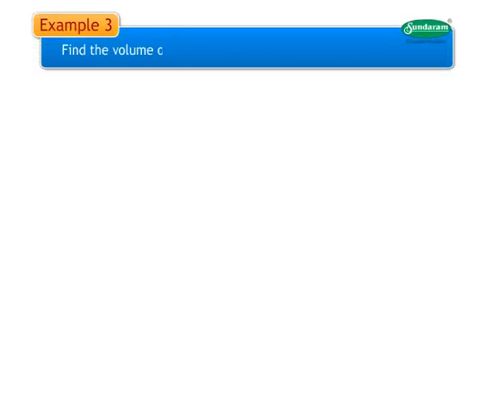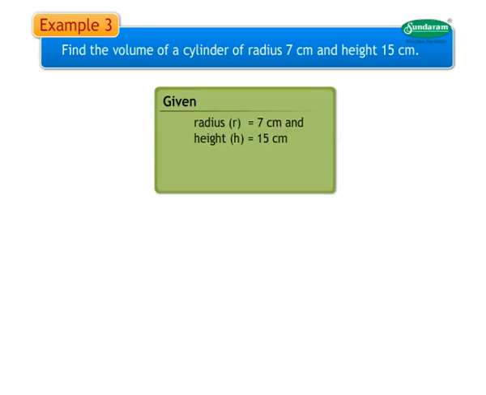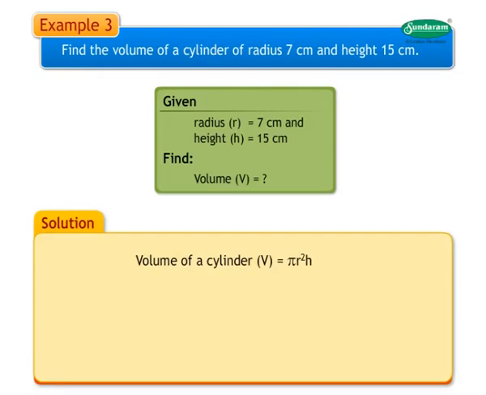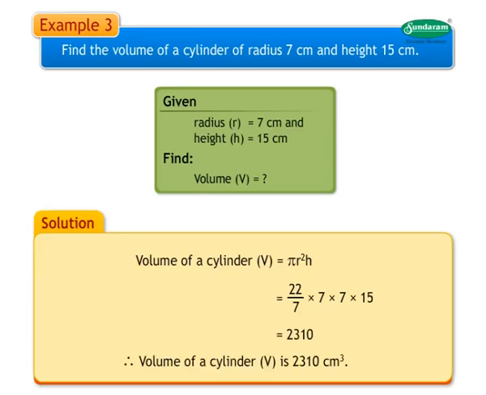Example 3. Find the volume of a cylinder of radius 7 centimeters and height 15 centimeters. Given radius is equal to 7 centimeters and height is equal to 15 centimeters. To find volume of the cylinder. Solution. Volume of cylinder is equal to pi r square h, which is equal to 22 upon 7 into 7 into 7 into 15, which is equal to 2310. Therefore, volume of cylinder is 2310 centimeter cube.